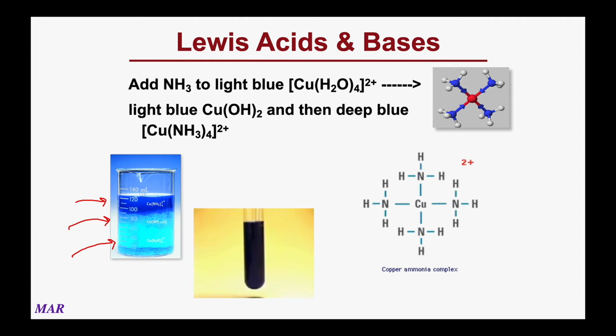And these are all just Lewis bases reacting with a Lewis acid. The Lewis acid is almost always a transition metal, and the Lewis bases, again, will be things like water, ammonia, hydroxide, stuff like that. It just depends on which one you've got. So there's some really interesting chemistry that happens in the Lewis acid-base arena when it comes to transition metals.